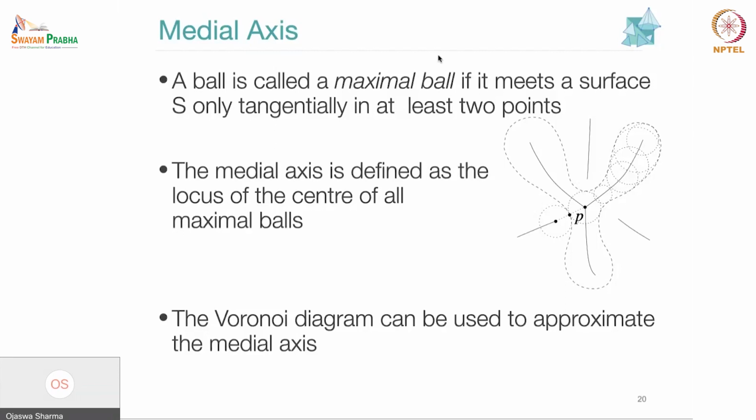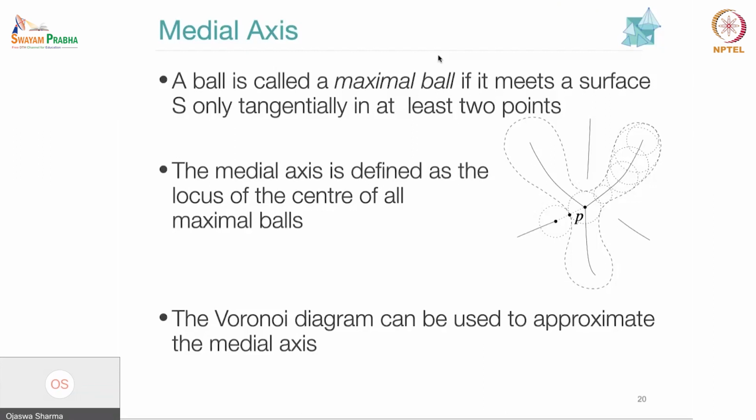And then I will tell you what the relationship is here. So I connect the centers of these maximal balls, and that gives me a medial axis. A medial axis for a 2D shape consists of curves, and those curves are connected and form a tree-like structure, like you can see here.